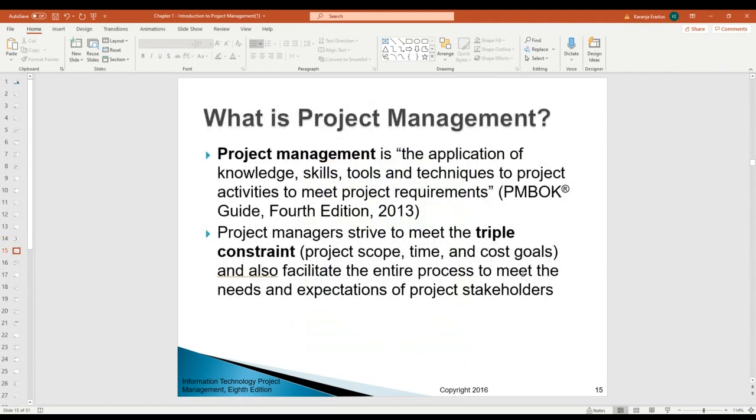Okay, so the definition of project management, we're saying, is what? Application of knowledge, skills, tools, and techniques to project activities to meet project requirements. You don't have to cram these, but at least understand there is the knowledge. How do you get knowledge? You've got to be reading. That's why we're here.